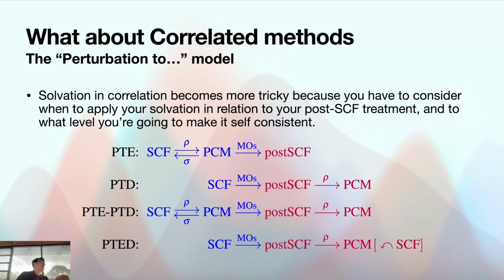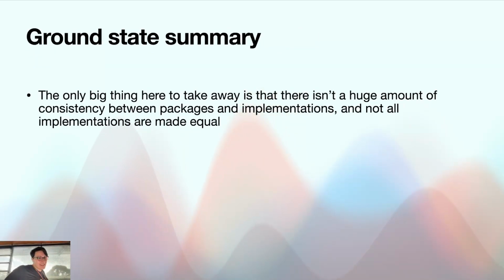And then in the last one, this is where it gets really expensive, where you're iterating over the whole SCF procedure, correlated procedure, solvation, and then back to the SCF until everything is self-consistent. So very, very expensive to go that way, but this is implemented in a few packages. I know Gaussian uses this, for example. We will come back to this terminology a bit. Summary for ground state.